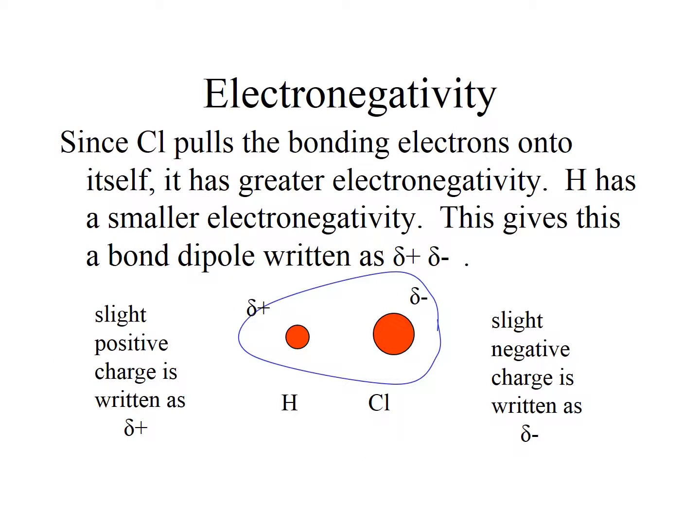So if I want to indicate this, I do this with this del positive and del negative that we have here. The lowercase Greek letter d is called delta, and it means small or partial in mathematics. So when we write del positive, it means partial positive. Del negative means partial negative. And this we call a dipole, meaning two ends. So this bond has a positive end and a negative end. But remember, it's not full positive or full negative, and we call that del positive and del negative.